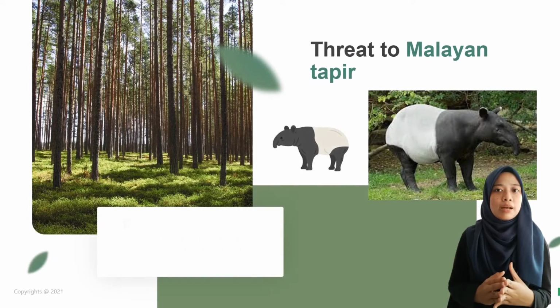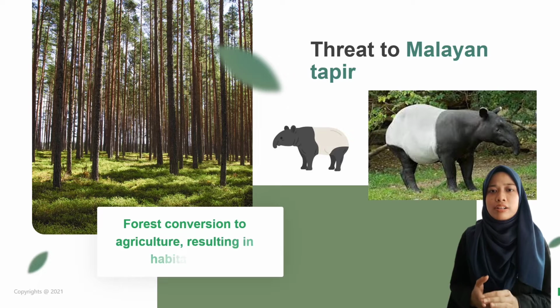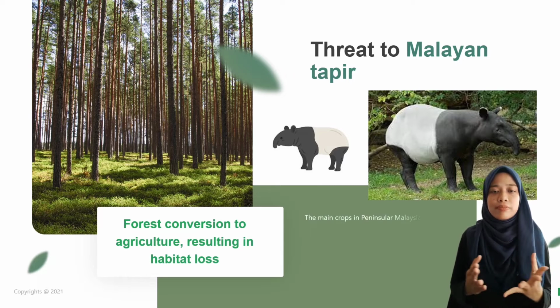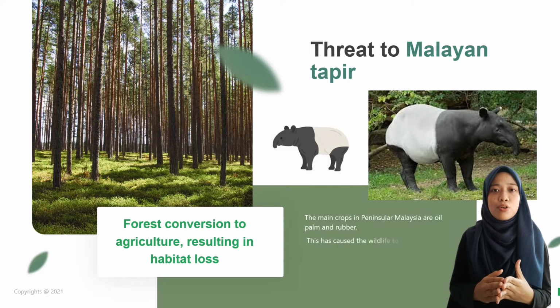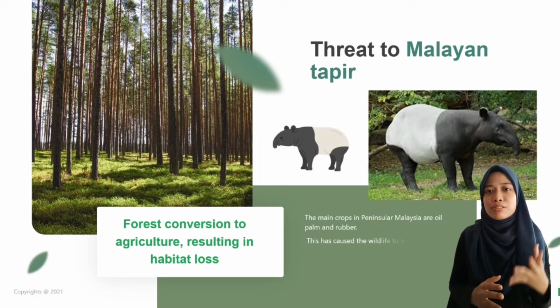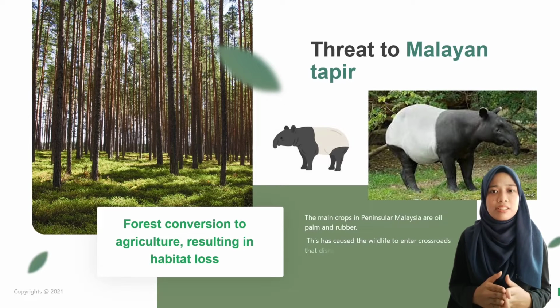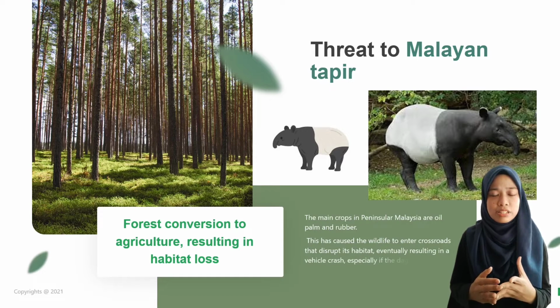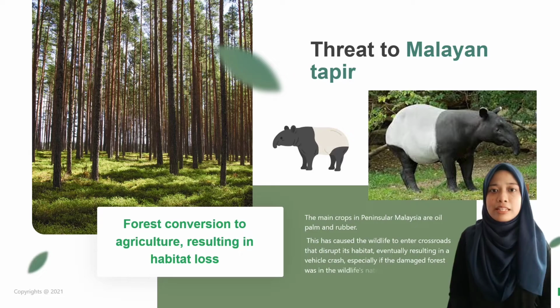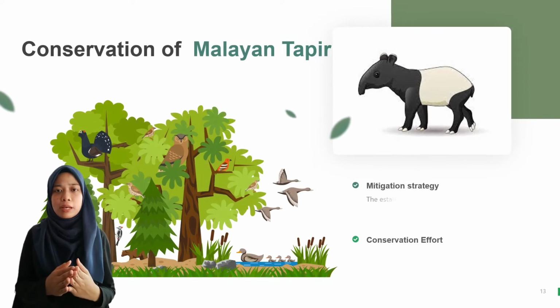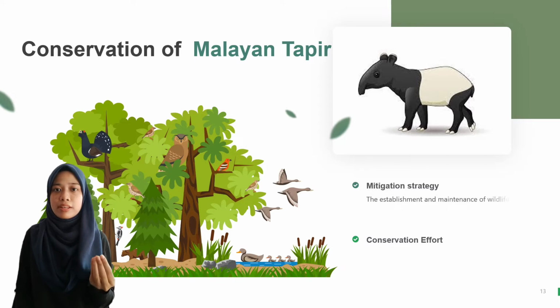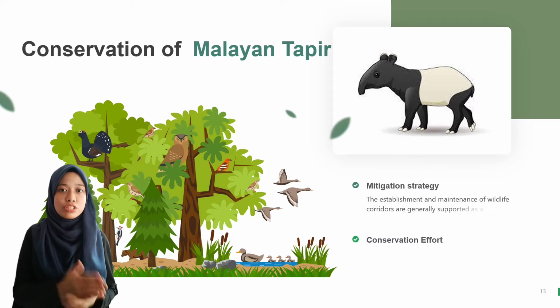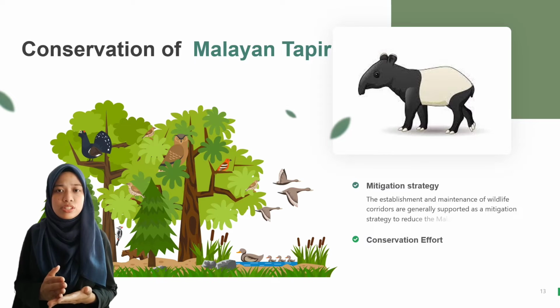A major threat to Malayan tapir is forest conversion to agriculture, resulting in habitat loss. The main crops in Peninsular Malaysia are oil palm and rubber. This has caused the wildlife to enter crossroads that disrupt its habitat, eventually resulting in vehicle crash, especially if the damaged forest was in the wildlife native area. The mitigation strategy for Malayan tapir is the establishment and maintenance of wildlife corridors, generally supported as the mitigation strategy to reduce the Malayan tapir conflicts.